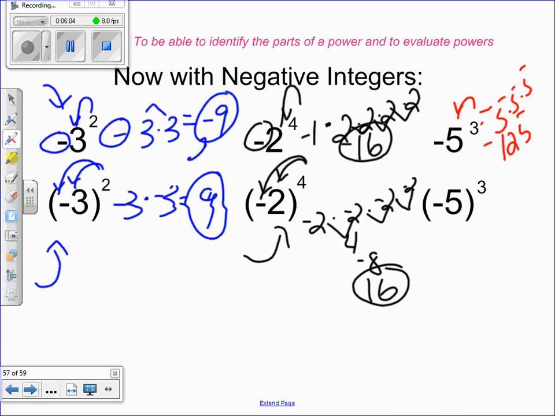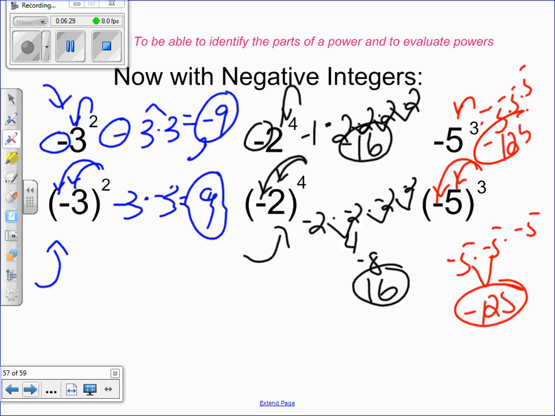Let's look at the example below it. We have 3 5's being multiplied, and there's a group right in front of the exponent, so we also have 3 negatives being multiplied. All right, so in this case, negative 5 times negative 5 is positive 25. 25 times negative 5 is negative 125. In this case, we got the same answer for both because we have an odd exponent, and when we have an odd number of negatives being multiplied, we'll still get a negative answer.